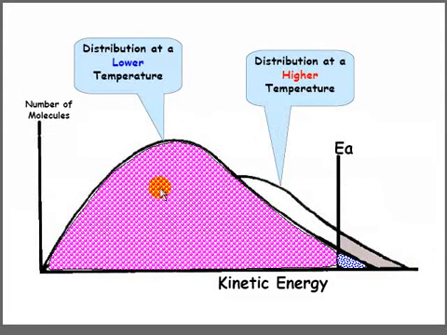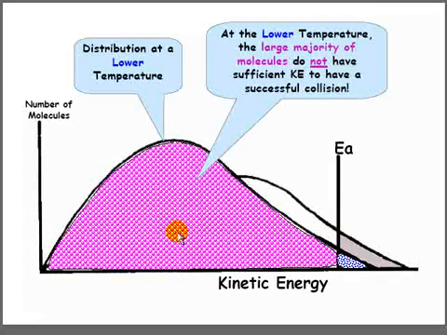In a rather silly way, personifying molecules, we can hopefully understand better how temperature affects the rate of a reaction. Remember the kinetic energy distributions? The number of molecules on this axis, kinetic energy here. This curve, remember, is the distribution at a lower temperature. We have more slow molecules and fewer fast ones. This curve here represents the distribution at a higher temperature. The activation energy is fixed. So at the lower temperature, the large majority of the molecules, indicated by this purple color, do not have sufficient kinetic energy for a successful collision.